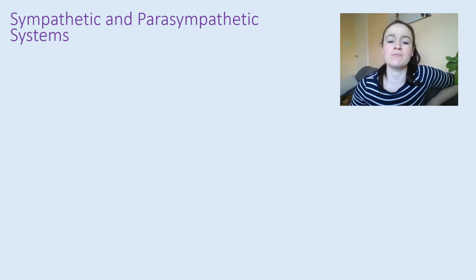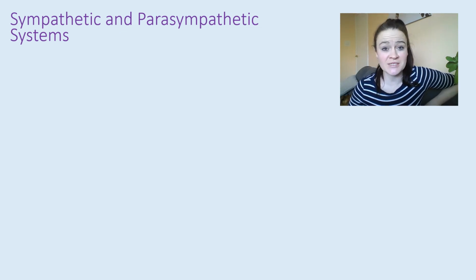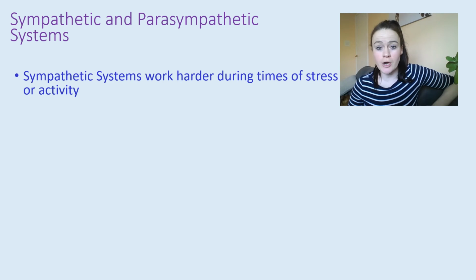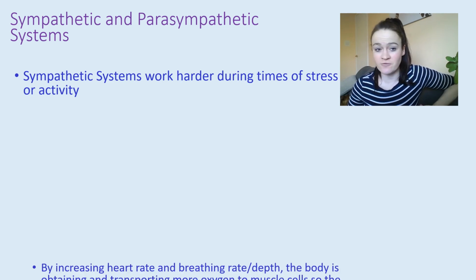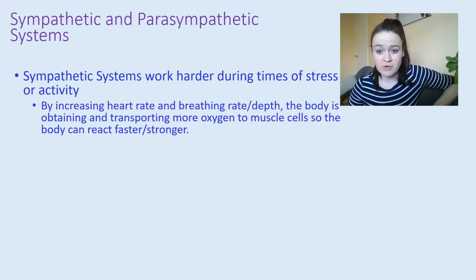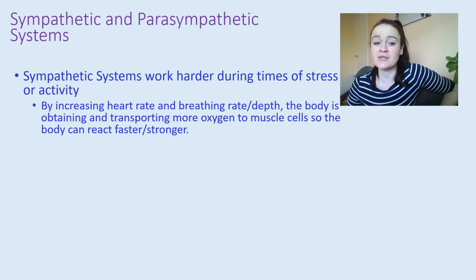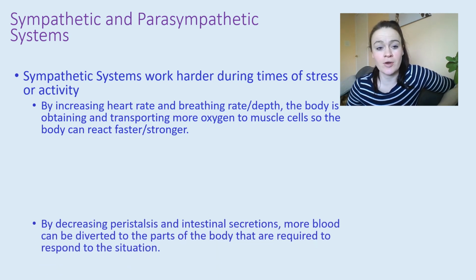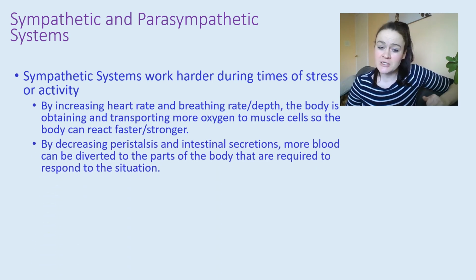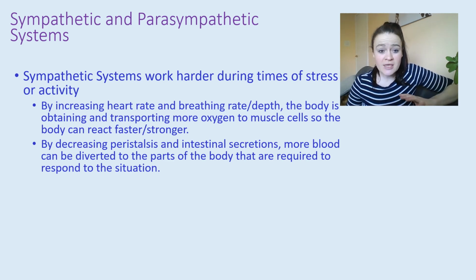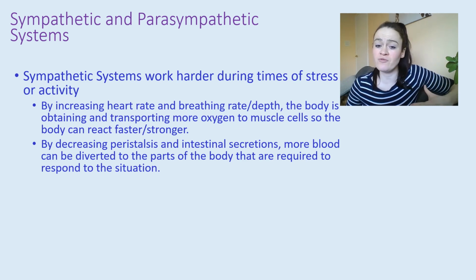So just a wee summary of the sympathetic and parasympathetic system. A lot of it I've said already, but I'll just quickly summarise it all again. Sympathetic system is the one that works harder during times of stress or activity, fight or flight. It increases heart rate and breathing rate so that the body can obtain and transport more oxygen to muscle cells faster, so our body can react faster or stronger to whatever situation is occurring. At the same time, we decrease peristalsis and intestinal secretions, so decreasing digestion, so that blood can be diverted away from the digestive system to parts of the body that are actually required to respond to the situation.